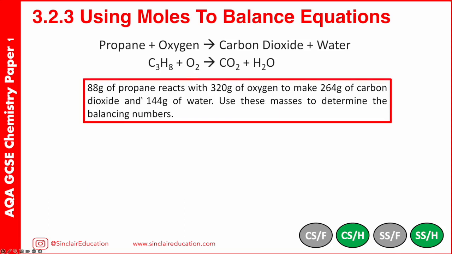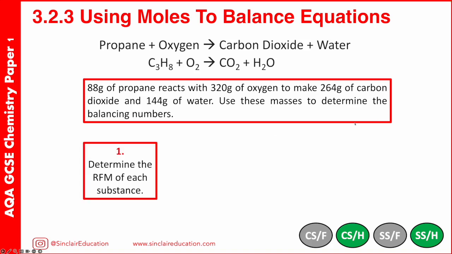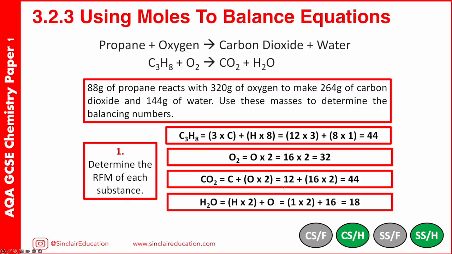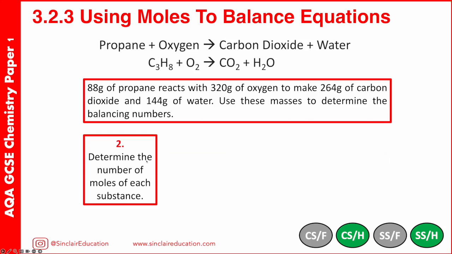So if, for example, we're told that 88 grams of propane reacts with 320 grams of oxygen to make this much carbon dioxide and this much water, find the balancing numbers. So you might be asked to prove this mathematically. So first of all, find your RFM of everything. So we'll need each of these in turn. So we'll identify a number of atoms, substitute in their values or atomic masses, and find our final value. And we'll then determine the number of moles of each.